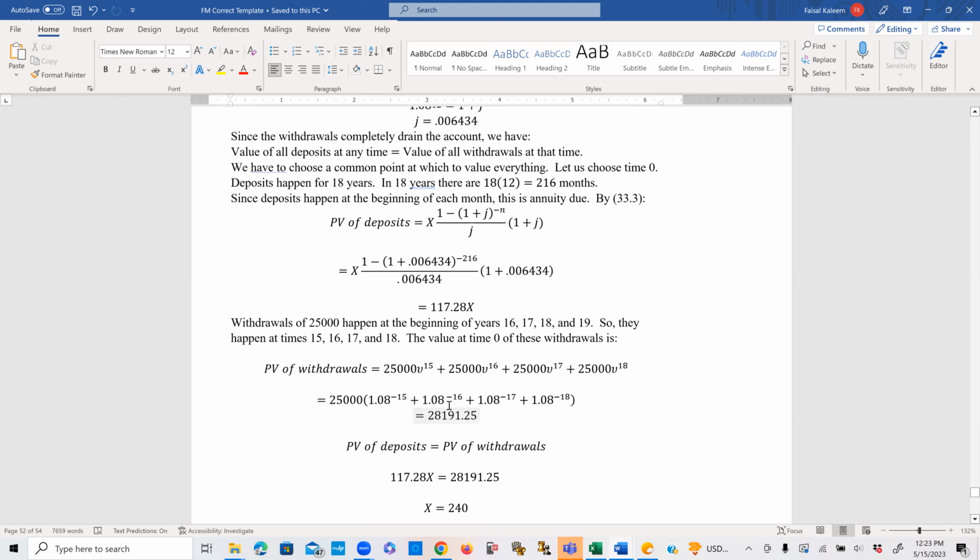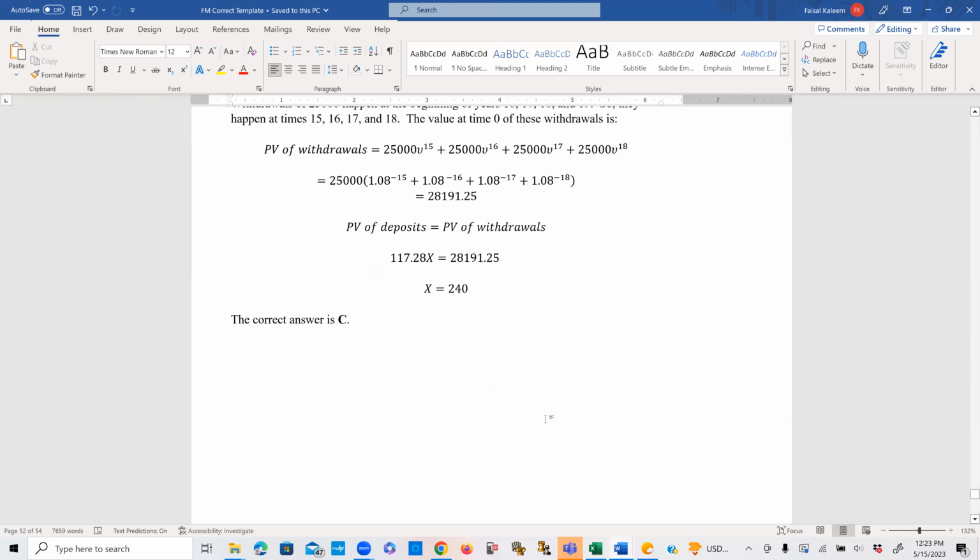28,191.25. And then, as we said, present value of deposits equals present value of withdrawals. So 117.28X was the present value of the deposits, that equals 28,191.25, and this gives us X equals 240. That is choice C.